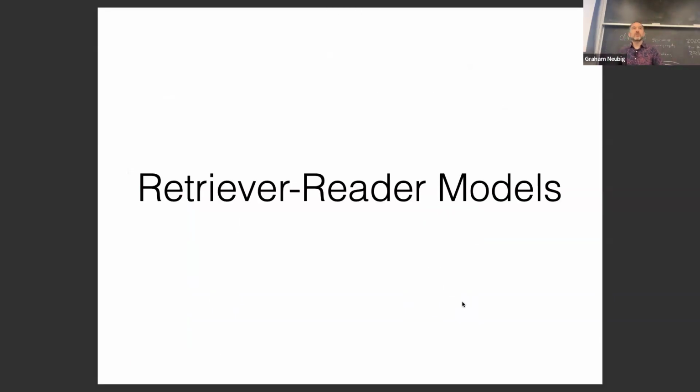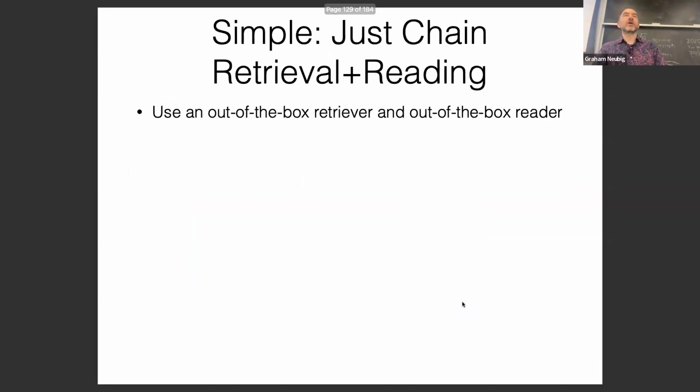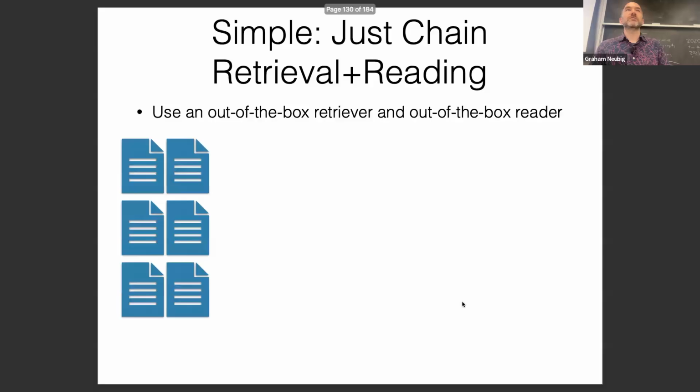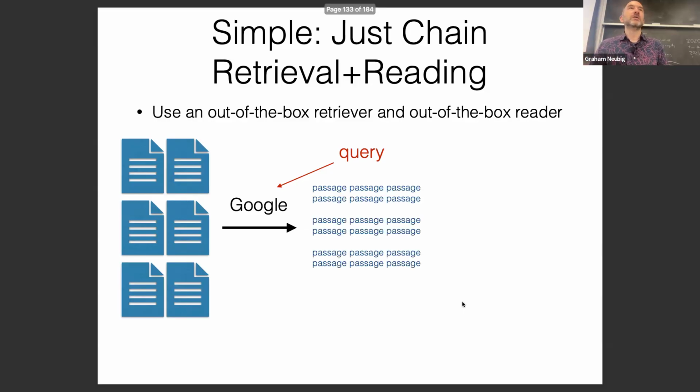So now I want to move on to retriever-reader models. These are kind of retrieval augmented generation models. The simplest method that nonetheless is used quite widely, and probably would be a good baseline for your assignment 2 before you do any improvements, is you just chain a retriever model and a reader model. You can use an out-of-the-box retriever and out-of-the-box reader. For example, your retriever, not for assignment 2, but if you were building an actual system, could just be Google, and your reader could be GPT.